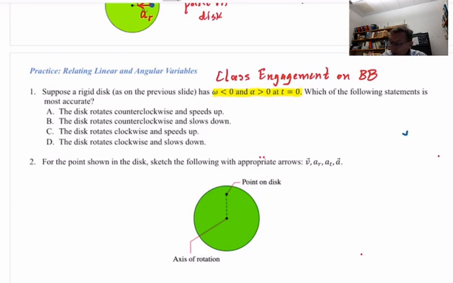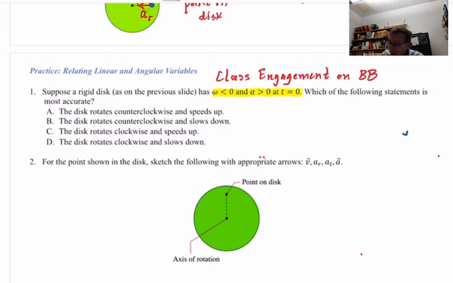There's a multiple choice question that asks you which of the following statements is most accurate. A, the disk rotates counterclockwise and speeds up. B, the disk rotates counterclockwise and slows down. C, the disk rotates clockwise and speeds up. D, the disk rotates clockwise and slows down. You just answer that by telling me which is the most accurate statement, A, B, C, or D.